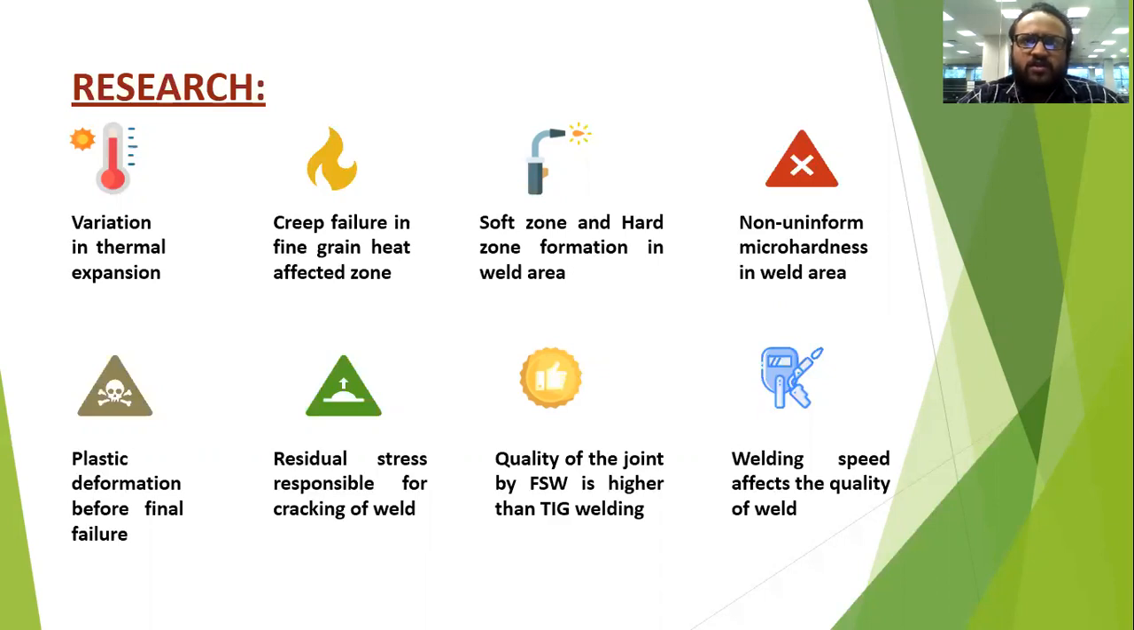And the most interesting thing is plastic deformation just occurred before the final failure of the joint. Residual stress is also responsible for the crack problem in the joint. So from my research, among different welding processes, the quality of the joint by friction stir welding is higher than tungsten inert gas welding.